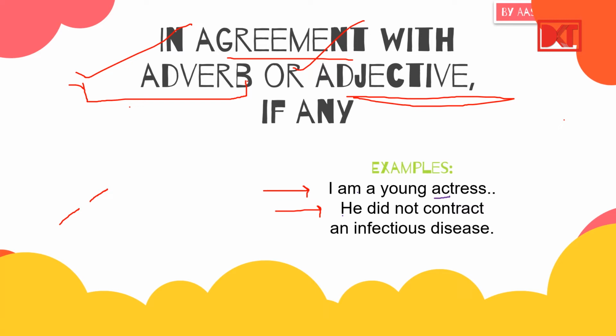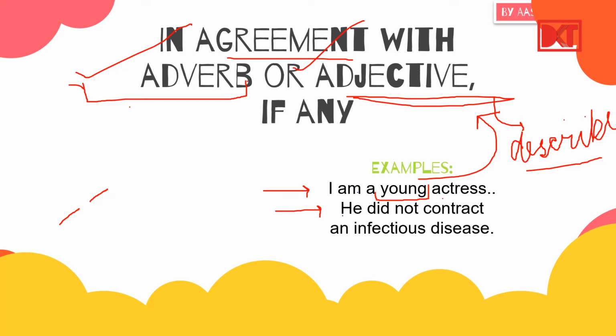Here, when we have the word young, what is young? It is an adjective. Why is it an adjective? Because you remember we learned that adjectives are the words which describe something. And what is this word young describing? It is describing the actress. So young is an adjective. And now young is beginning with a consonant sound. So here we will be using the article a.